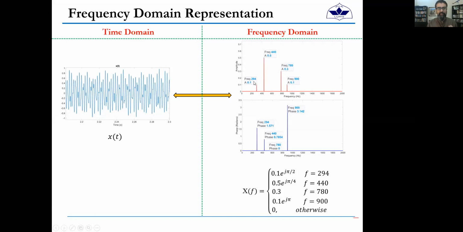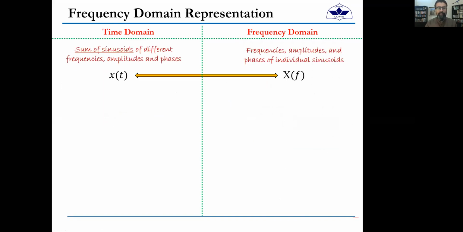The first sinusoid has a frequency of 294 hertz, then 440 hertz, 780 hertz, 900 hertz, with corresponding amplitudes and with corresponding phases, right? So we say that this is the frequency domain representation of this time domain signal, and they're interchangeable. Essentially, in generalized form, it is a sum of sinusoids of different frequencies. When they're mixed together, you can unmix them into their corresponding component frequencies, their amplitudes and their phases. And that representation, I'm going to call x of f. And in the time domain, I'm going to call this x of t.